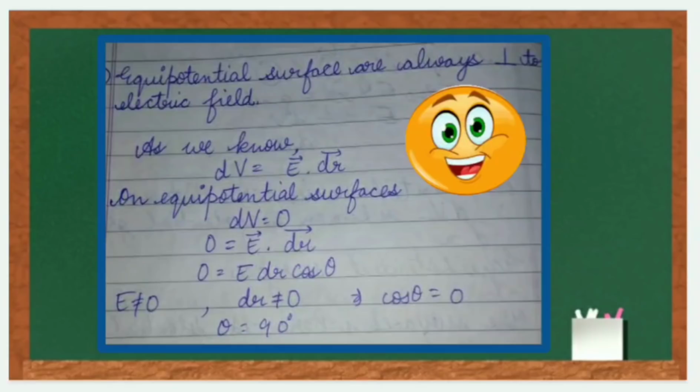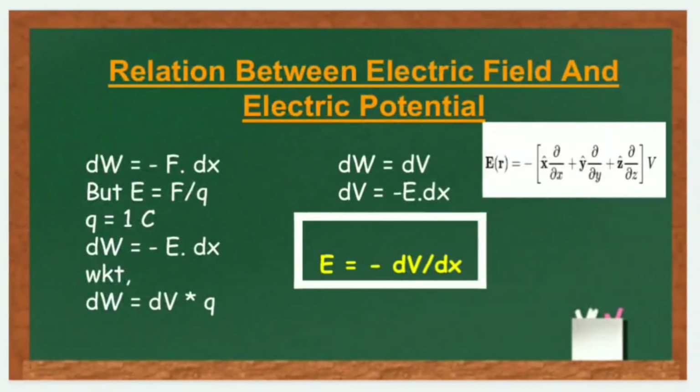So it is E dr cos theta now. E cannot be 0, dr cannot be 0, so cos theta must be 0. That means that theta must be equal to 90 degrees always. So here we can see that the angle between E and dr must be equal to 90 degrees all the time. Okay children, so that is all about the equipotential surface.